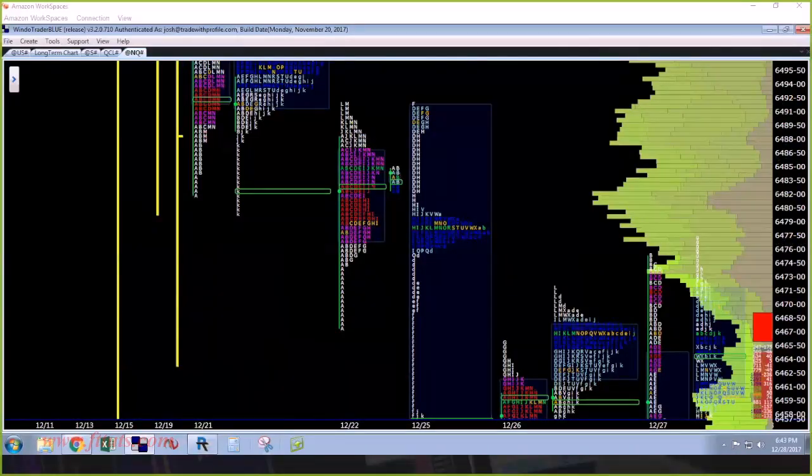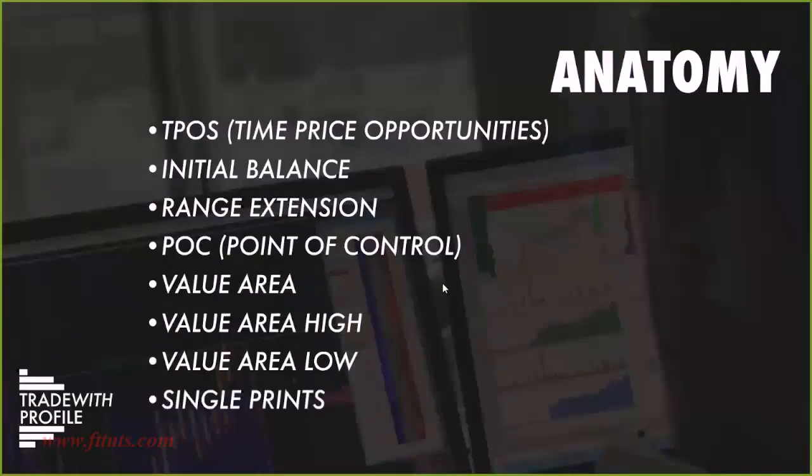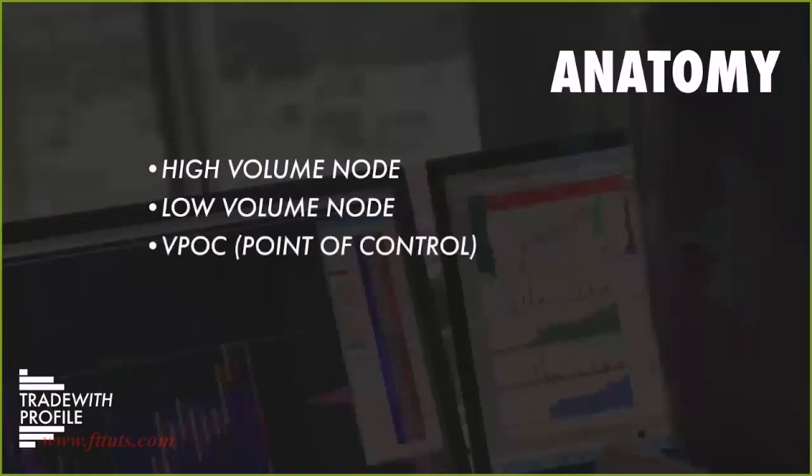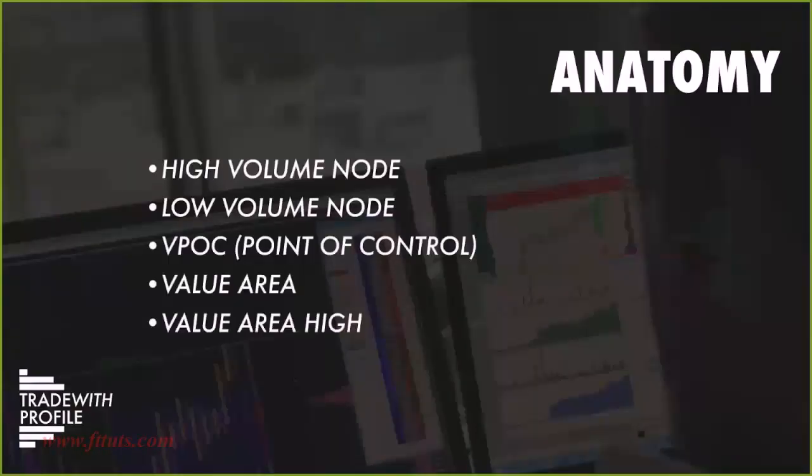Now, volume profiling is slightly different. We look at volume nodes, high volume nodes and low volume nodes. We still look at the point of control, but we look at the volume point of control. So rather than the most time spent at a price, we look at the most volume at a price. We still have a value area, but the value area is built on volume, not time. We have a value area high and a value area low.